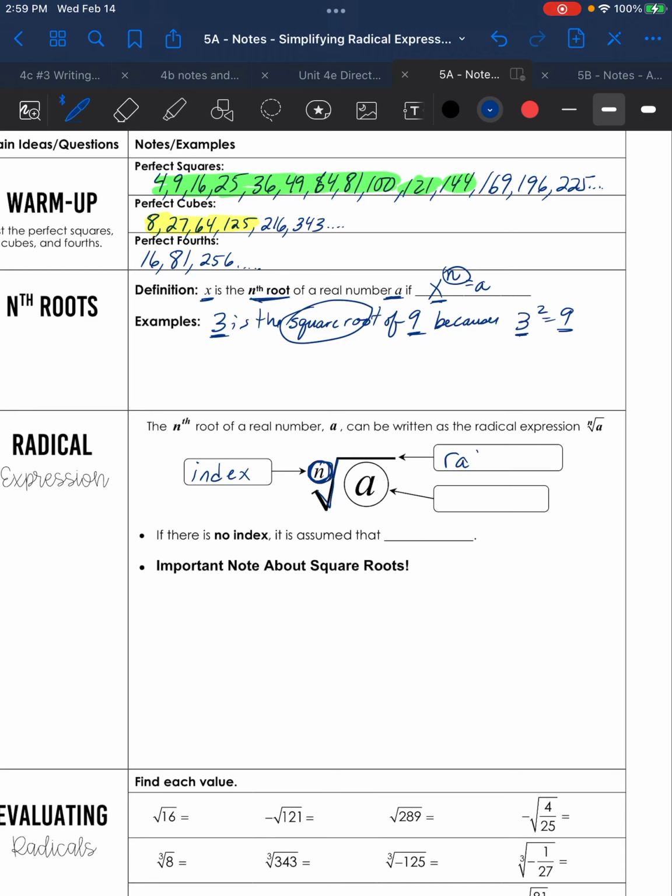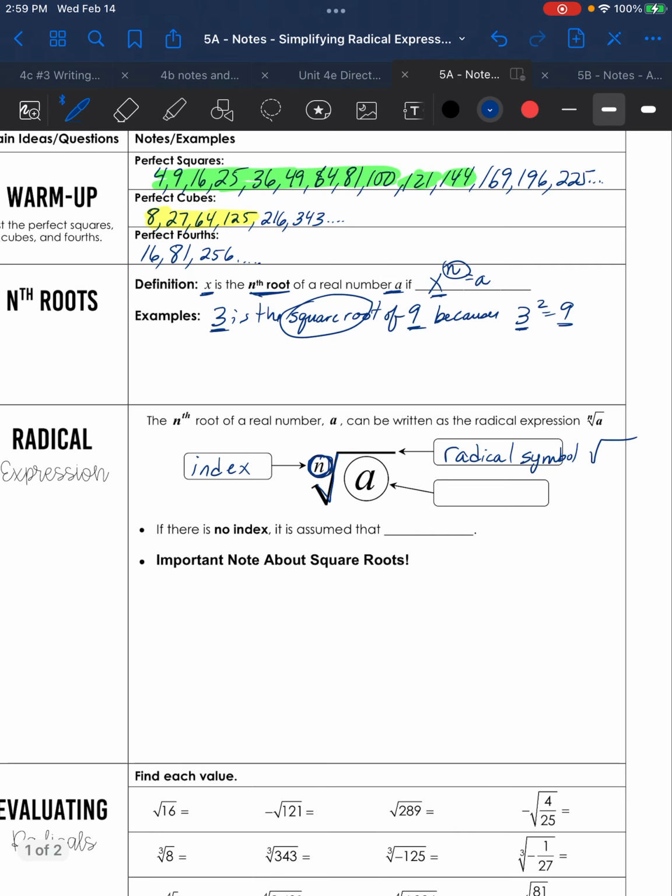The little symbol is called the radical, the radical symbol. And then underneath, we call it the radicand, the term underneath the expression. If there's no index, it is assumed that it is a square root. Kind of what I just said before. If there's no number here, we assume it's a square root.